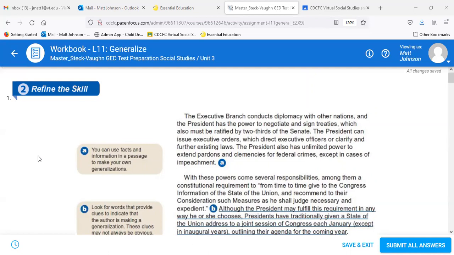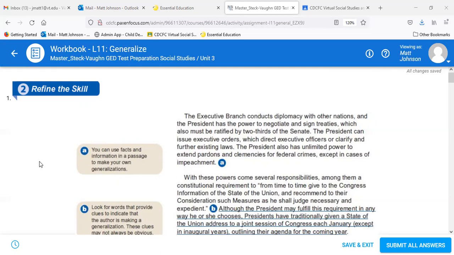So in the text box here, it says that you could use facts and information in the passage to make your own generalization. Like the president has unlimited power to extend pardons, clemencies for federal crimes, except in cases of impeachment. So that's one of the powers that the president has. This usually comes up at the end of a president's term, where they don't get a lot of backlash for pardoning somebody. Sometimes those are very controversial, and they'll wait till the end of their term to do that.